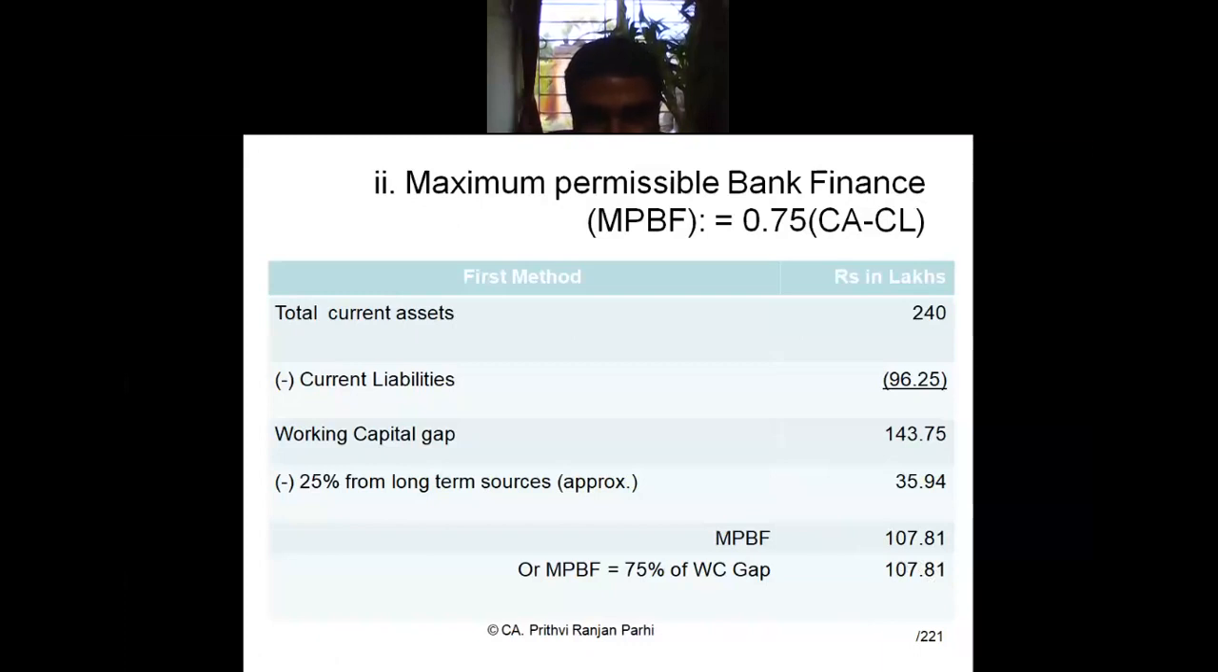Sir, 25% of 143.75 is coming to 35.94. Yeah, so what is your question? Current liability. Yeah, please repeat your question. I couldn't hear it clearly.